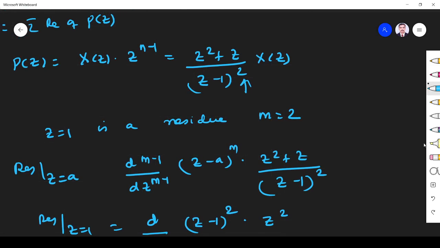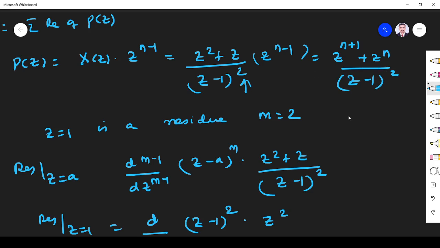Sorry, this is x of z multiplied. P of z is x of z, this is x of z, that must be multiplied by z power n minus 1. Fine. Okay. If I multiply it by z power n minus 1, what will happen? It will be z power n minus 1 into z power 2, so it will be z power n plus 1. If I multiply with z into z minus 1, it will be z power n plus z power n. Right? Divided by z minus 1 whole square.